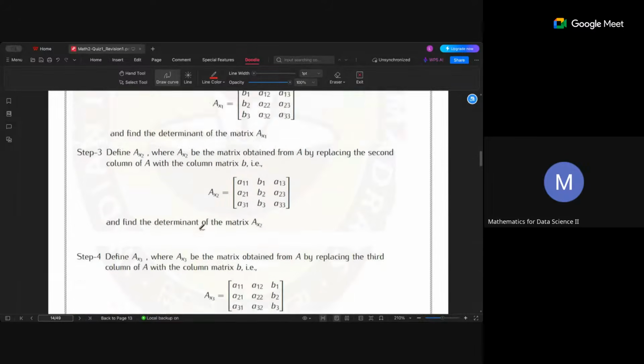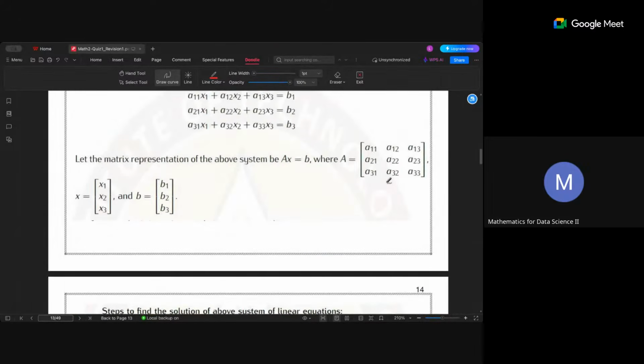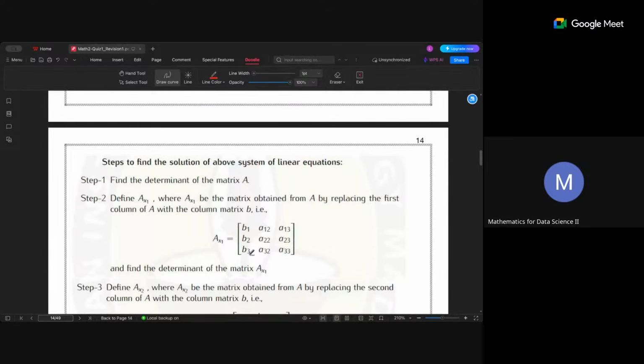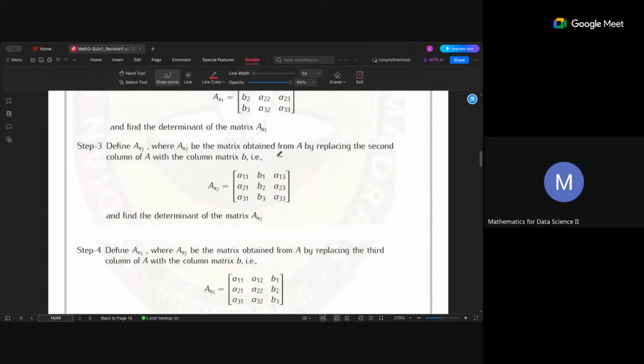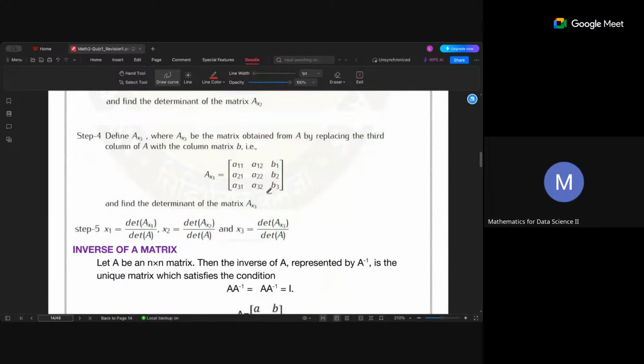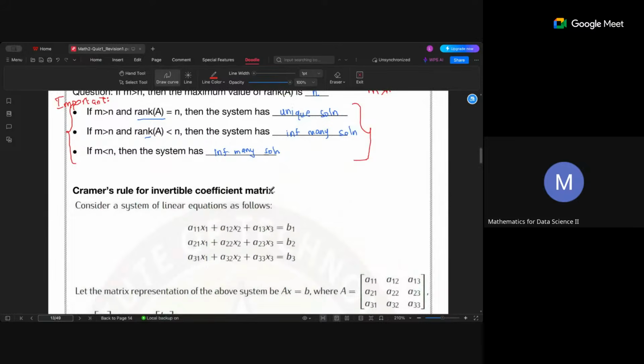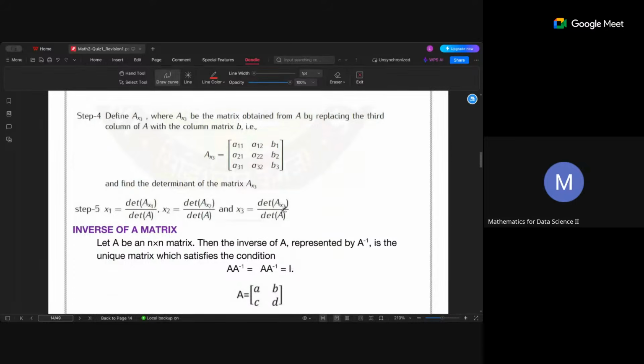Suppose for example we are having a 3 by 3 matrix. So first we will replace the first column with the vector b. Similarly, the second column I'll replace with b and call it A x2, and the third I'm replacing with b and calling it A x3. Now for finding the solution x1, x2, x3, it is simply using this formula. So here Cramer's rule is applicable only when the determinant of A is non-zero, for an invertible coefficient matrix. So in that case, this is the formula.